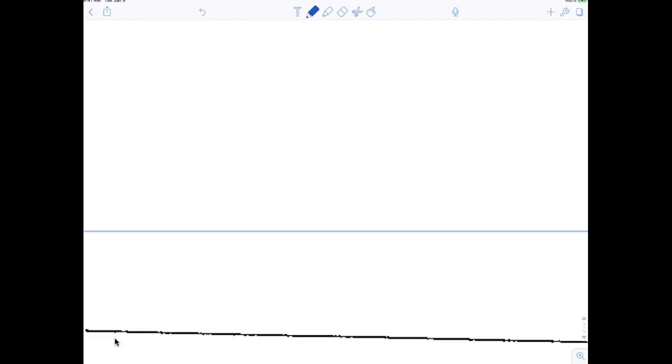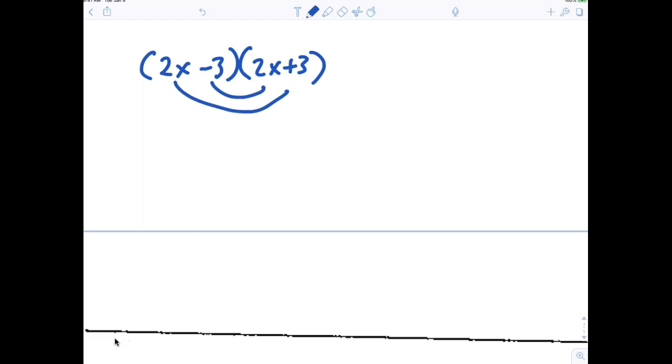Now, if I ask you to multiply, for example, 2x minus 3 times 2x plus 3, what happens to the middle term? Does everybody agree with that? It cancels, because remember when we do the smiley face, that's negative 6 and positive 6. So the middle term cancels out, correct? Now, if I multiply 2x times 2x, I get what? 4x squared. This 4x squared is called a perfect square. Why is it called a perfect square? Because you're multiplying the same thing together. 2x times 2x is 4x squared.